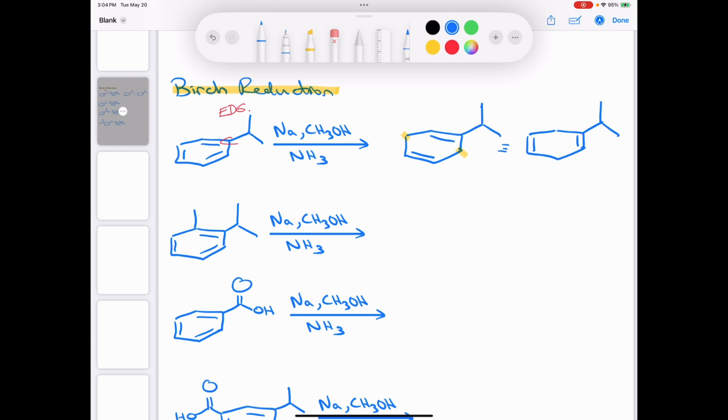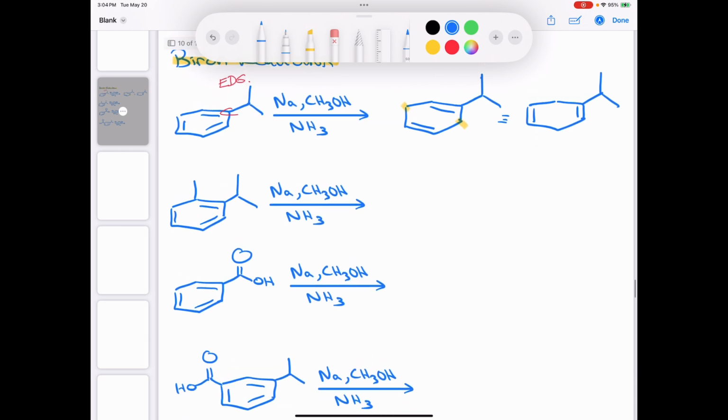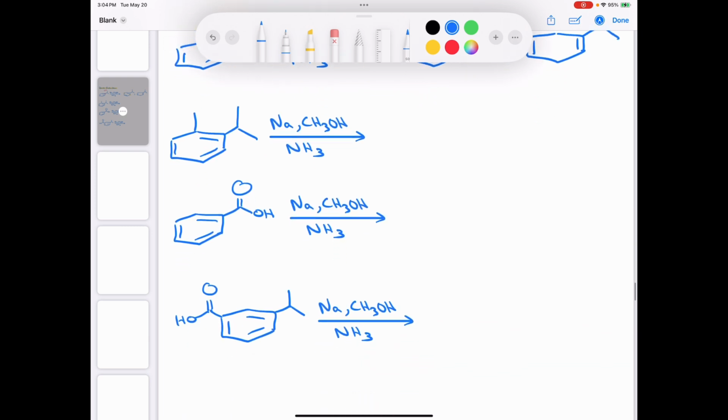All right, let's take a look at this one where we have a methyl group and an isopropyl group on it. Now, keep in mind that these are both electron donating groups. This is an electron donating group, and this is an electron donating group. And so neither this carbon nor this carbon is going to be reduced, and so the double bond is going to have to stay in that position. And so our final product will look something like this, where we have our methyl group here and our isopropyl group like that.